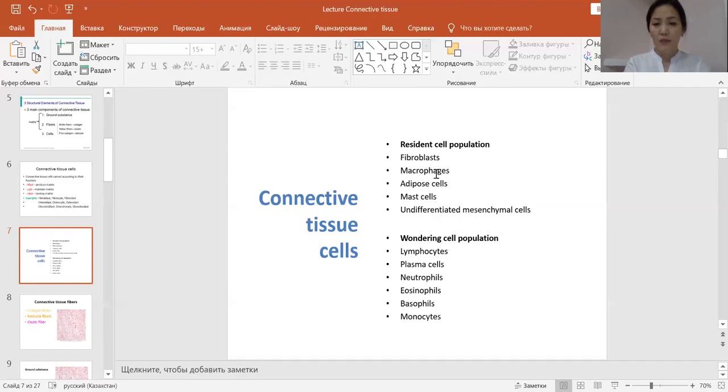For example, fibroblasts, macrophages, adipose cells, mast cells, and undifferentiated mesenchymal cells are resident cells which always live in the connective tissue. The group of wandering cells consists of lymphocytes, plasma cells, neutrophils, eosinophils, basophils, and monocytes. Generally, these are types of white blood cells.